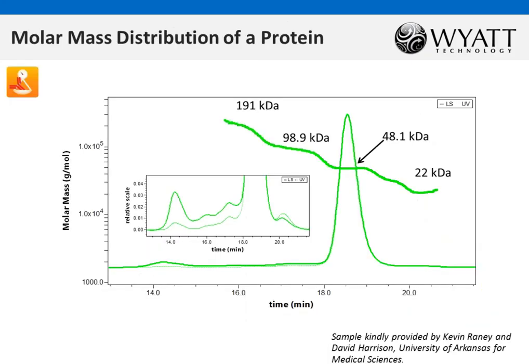We've now discussed all the fundamentals and experimental considerations of SEC-MALS and are now ready to take a look at some examples. This chromatogram shows hepatitis C virus NS3 helicase protein, which catalyzes DNA unwinding. We can identify the monomer with approximately 48 kilodalton, a dimer, a tetramer, as well as fragments.